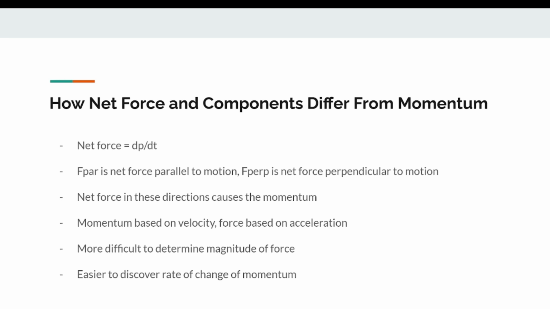And we also see that net force is based more on acceleration, while momentum is based on velocity. So the force is what actually accelerates an object to have a change in momentum. It's also much more difficult to determine the magnitude of force than it is to find the change of momentum, which is why finding the change of momentum can help get the magnitude of force.